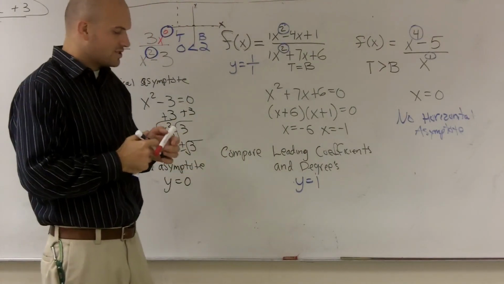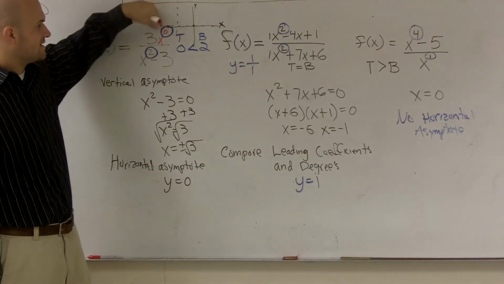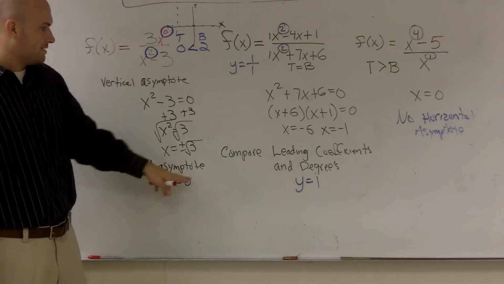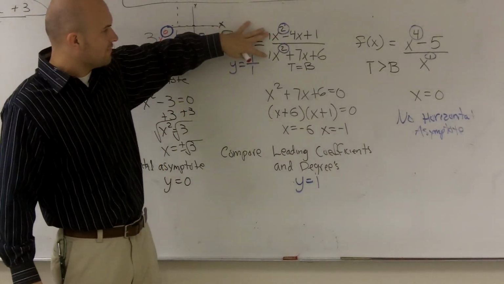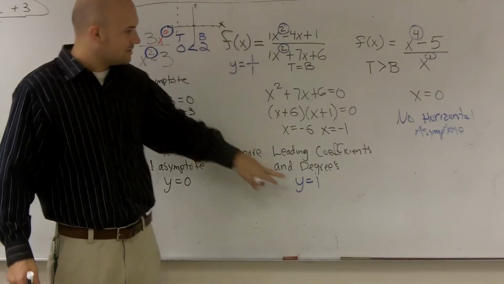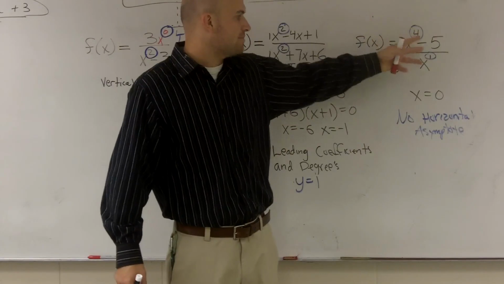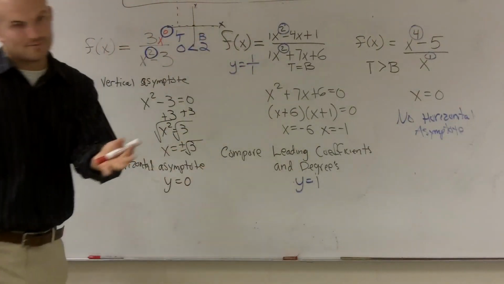But if you can just remember, whenever the top degree is smaller than the bottom degree of your leading term, then your horizontal asymptote will be y equals 0. When they're equal, you take the two coefficients and divide them. And here, 1 divided by 1 is 1. And whenever the top is larger than the bottom, there's no horizontal asymptote. And that's how you find the horizontal and the vertical asymptotes.